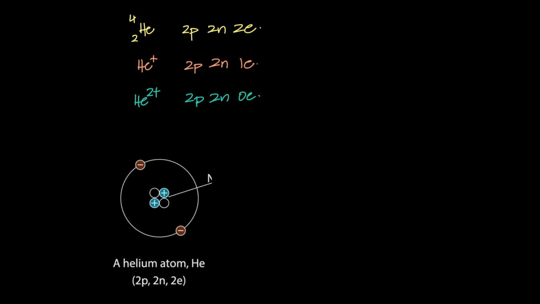So here is an atom of helium, 2 protons, 2 neutrons, and 2 electrons revolving around the nucleus.